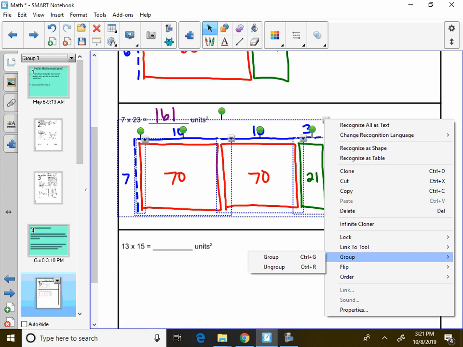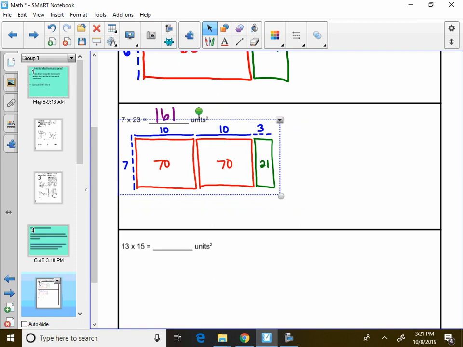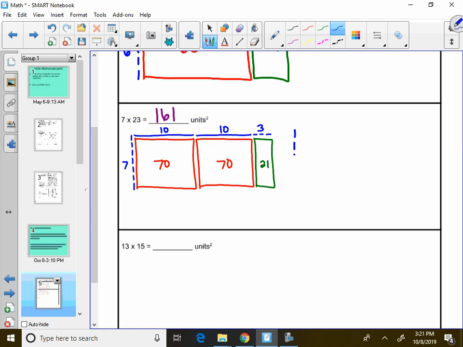Now, there's another way to do it, and the way I'm about to show you I also really like, because there are fewer sections, which is a nice thing as well. Okay, so let's go ahead and draw it the other way with a width of 7. And then across the top, instead of 10, 10, and 3, I'm going to make it 20 and 3. And again, the reason I like this way is that there are fewer sections to add together.